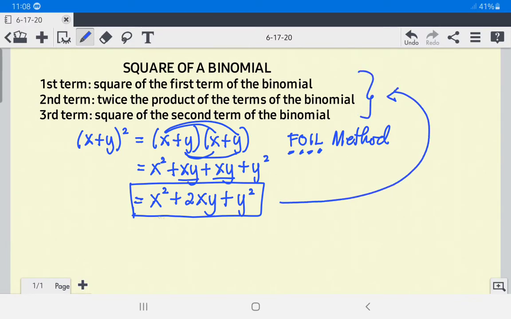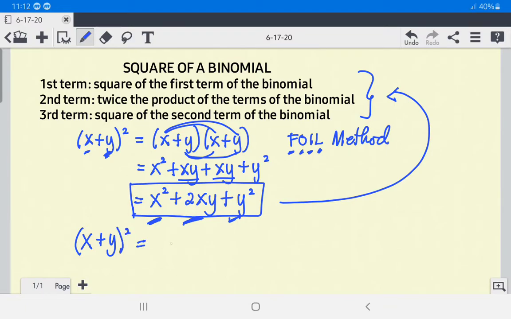For the first term, you have to notice that the first term of this trinomial is equal to the square of the first term of the binomial. And then the second term is equal to twice the product of the first term and the second term of the binomial. See, we have 2 times x times y, so that is 2xy. Then the third term is the square of the second term of the binomial, so we have y squared.